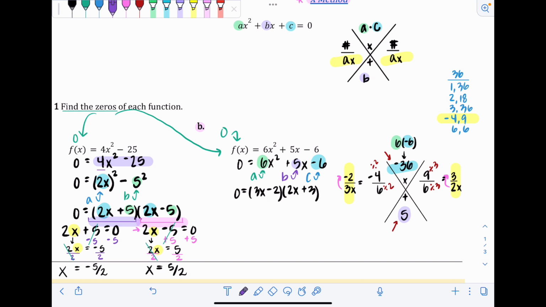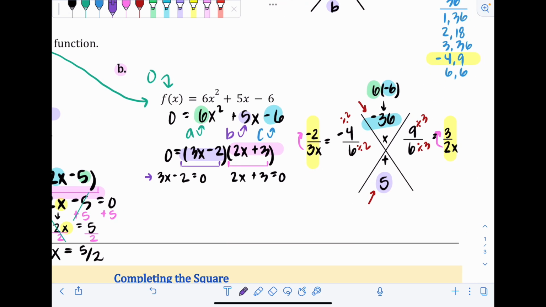And then now our equation is in factored form, so we can go ahead and set each factor equal to 0. So one factor is 3x minus 2, so it'd be 3x minus 2 equals 0. And then the other factor is going to be 2x plus 3. So we can set that equal to 0, 2x plus 3 equal to 0, and then now we just solve each of those two equations separately. So I'm going to start with this one.